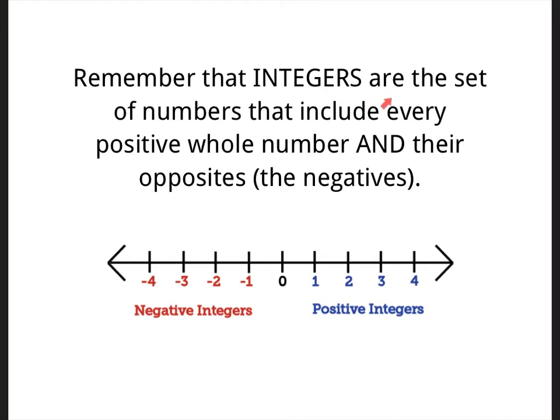Remember that integers are the set of numbers that include every positive whole number and their opposites, which are the negative numbers. All of these are counting numbers, whole numbers going up forever to the right, as well as every one of their opposites in the negative direction to the left. 0 is an integer as well. It's a special one because it has no value, but it is considered an integer.